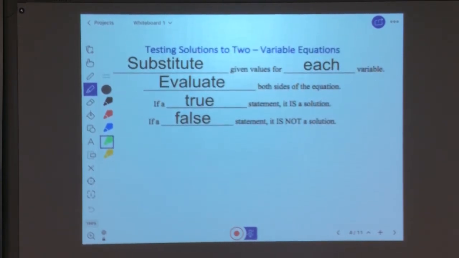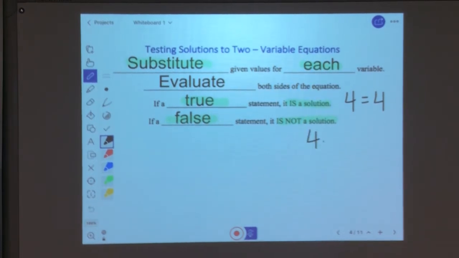When you're testing solutions to two variable equations, just like we did for single variable, you substitute for each variable. That first step is still a substitute, but now we have to plug in for x and plug in for y. We then evaluate both sides of the equation, and if it's true, it is a solution. If it's false, it is not a solution. Remember what those look like. If we get a true statement, it's going to be something like 4 equals 4. Whereas when it's false, it's something like 4 equals 2 or 4 equals negative 4. Those are both false statements.